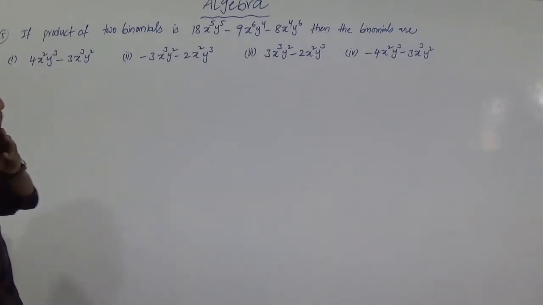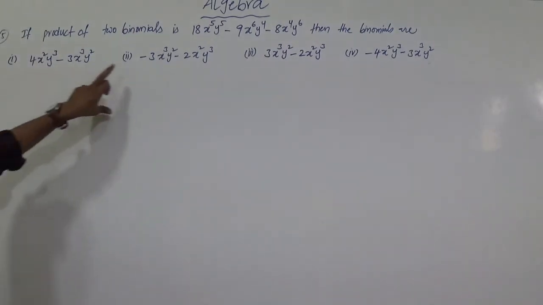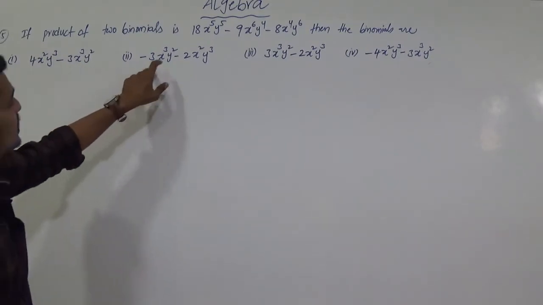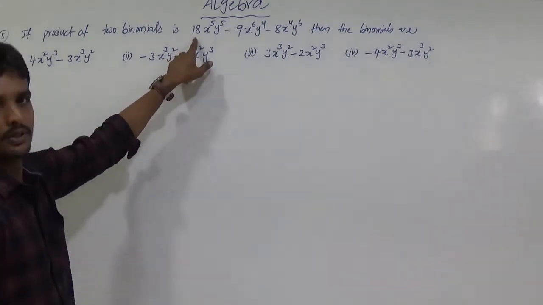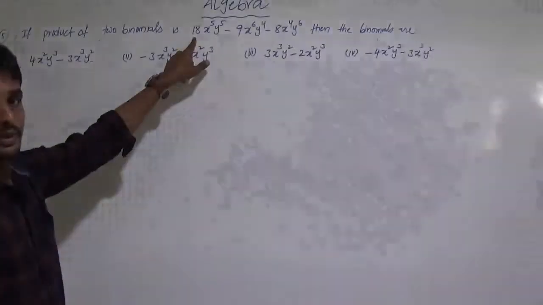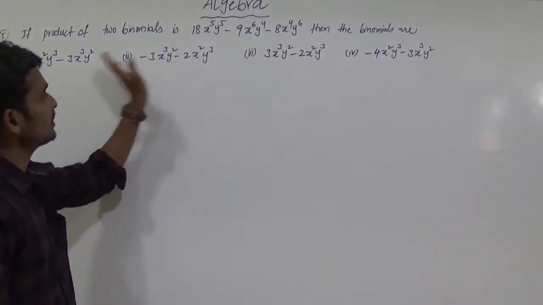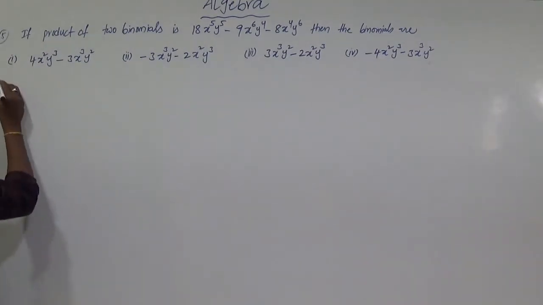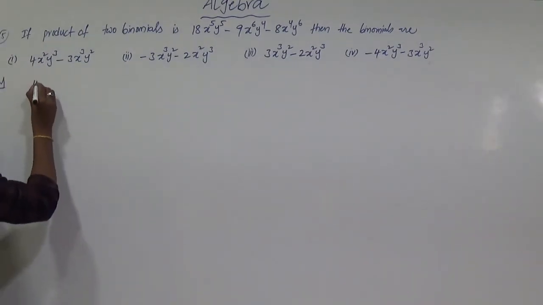So I am thinking here, if you multiply these two, here minus, here plus, plus into minus gives minus, but there is no such option here. So we have to get plus. That's why I am trying the first option and the third option. Now I am checking the first option.